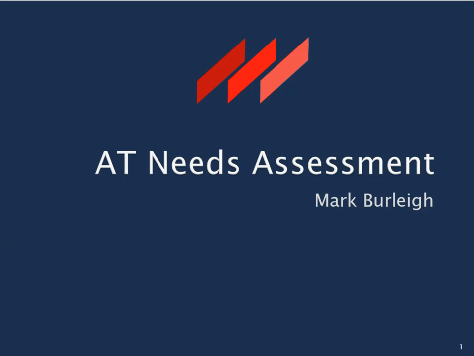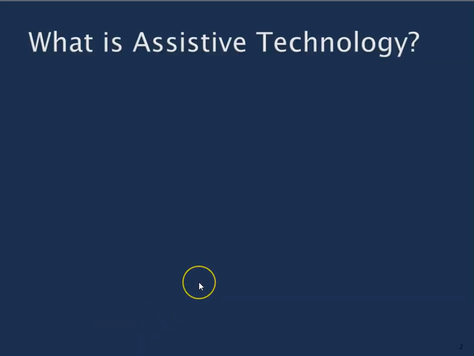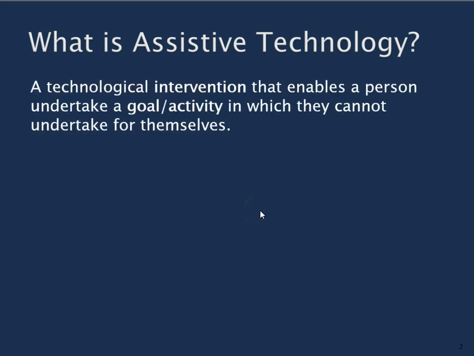Now, in this presentation, I'll be giving an overview of the assistive technology needs assessment process in the context of providing an assistive technology needs assessment for a client. And I suppose before we start there, it's important to outline what is assistive technology. Now, there are lots of various definitions for that, but one of the definitions that I like is the following: a technology intervention that enables a person undertake a goal or activity in which they cannot undertake for themselves.